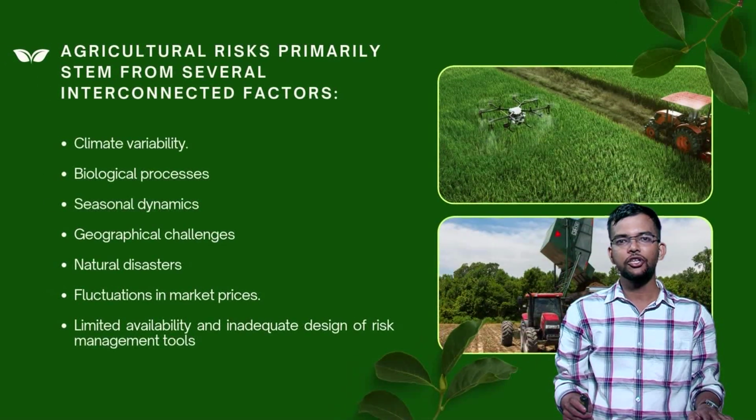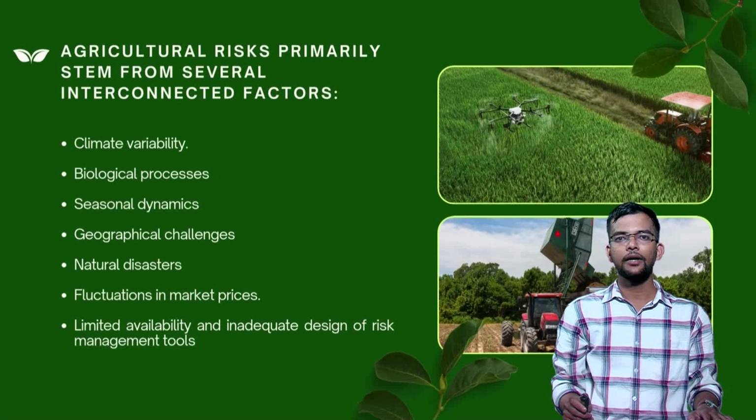Agricultural risks primarily stem from several interconnected factors. Climate variability and evolving climate patterns play a crucial role, influencing crop yields and livestock productivity and predictability. This unpredictability is compounded by the intrinsic biological processes inherent in agricultural production, which are susceptible to environmental changes and disease outbreaks. Moreover, the seasonal nature of agricultural activities introduces inherent vulnerabilities, where the timing and duration of planting, growth, and harvesting phases are crucial for success.